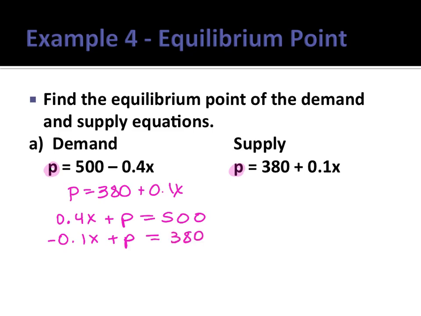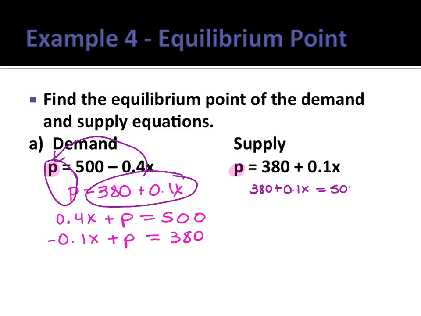And I could go from there, or if they are both equal to P, what's true? I can just substitute this in. So I can say 380 plus 0.1x equals 500 minus 0.4x. Now this, be careful on, because this is where people make mistakes. Let's say this number was like a 0.01x. They multiply the right one by 100 and the left one by 10. You can't do that. You're saying they both equal P, so you have to get them equal to each other first and then change the entire equation.